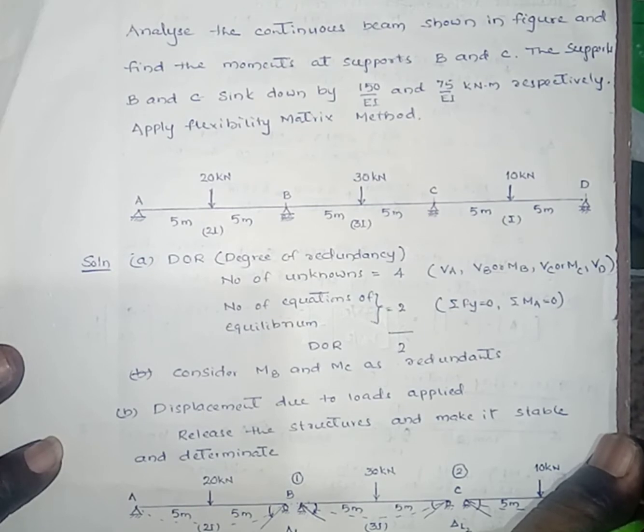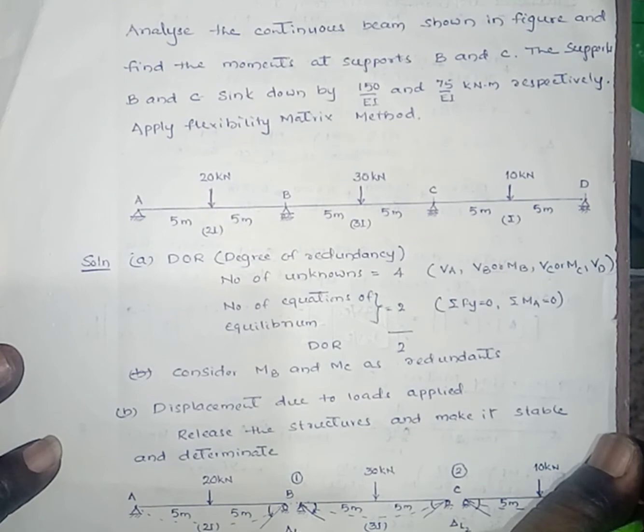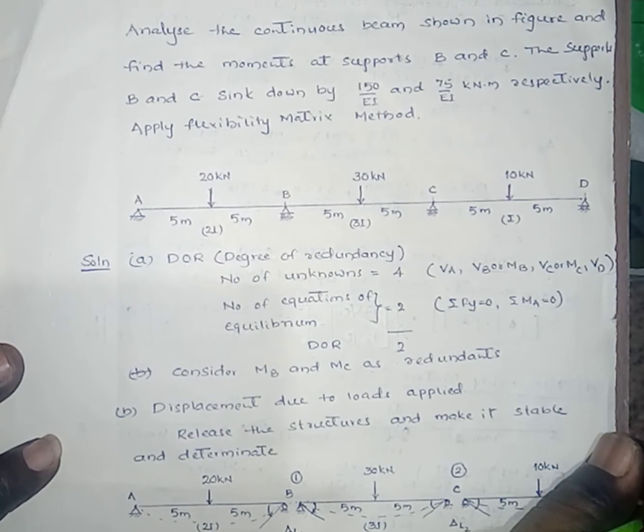At B, either the moment MB or VB, the reaction acting vertically upward, is the unknown. At interior support C, either VC or MC is the unknown. At end support D, which is on a roller, VD is the only unknown. Then the number of unknowns is 4.